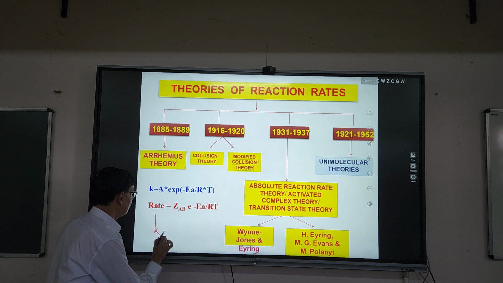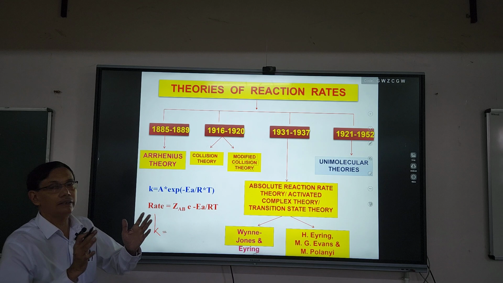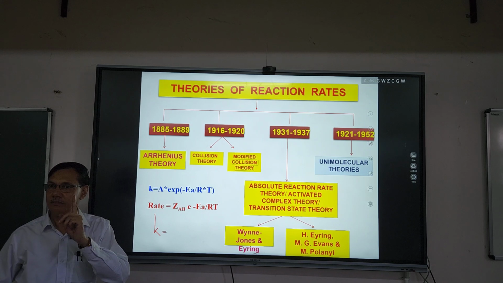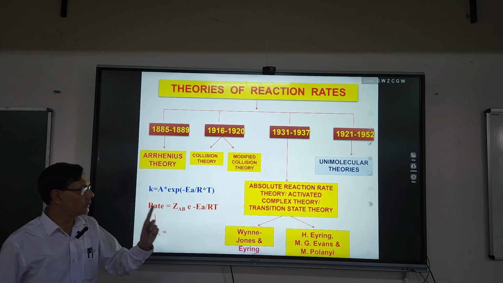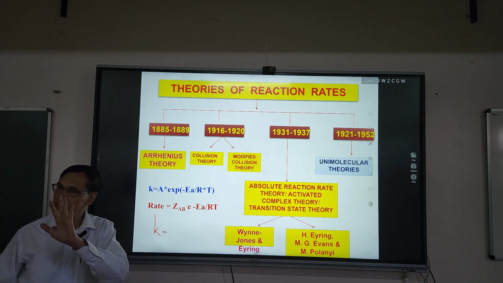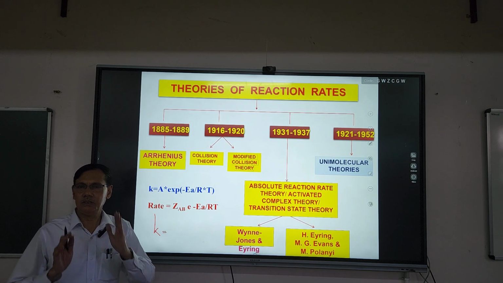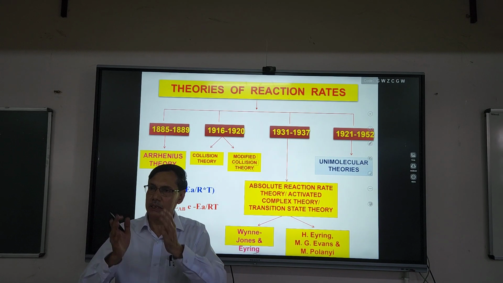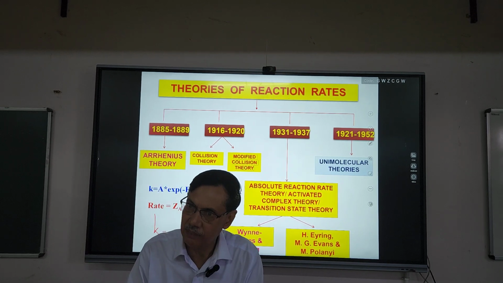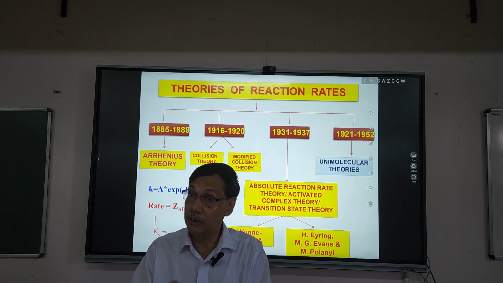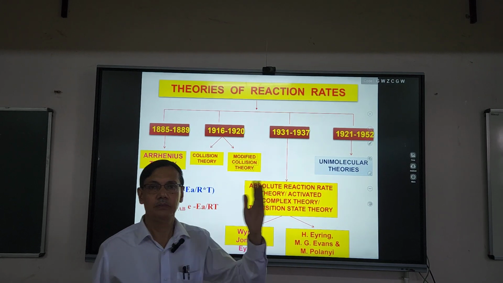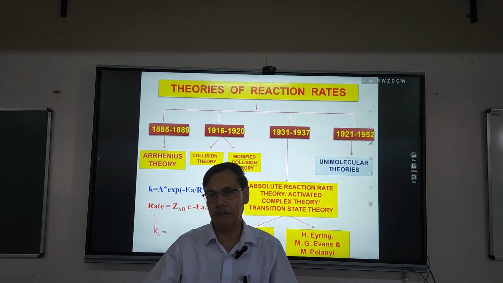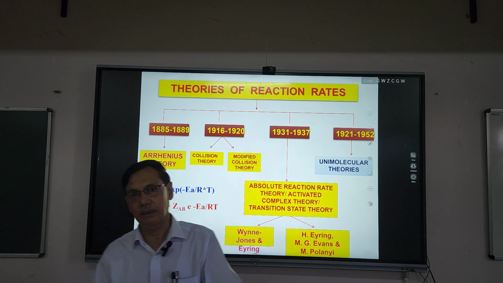The first point is that theories of the reaction rate means determination of the rate constant. That means all the theories' final equations should start with the rate constant. Clear? And what is the success of the theory? There must be a very good correlation between the experimentally observed rate constant and the theoretical rate constant derived from those theories. There must be a match.